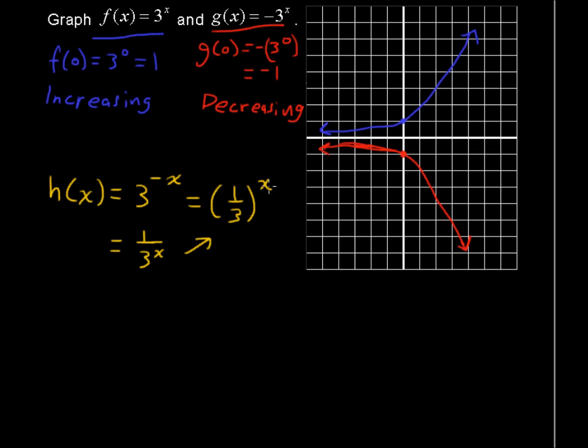So let's think about what happens there. If I have 1/3 to the 0 power, that's still going to cross the y-axis at 1. H of 0 equals 3 to the opposite of 0, which is just 0, which just equals 1. But what if I have h of negative 1? That's 3 to the opposite of negative 1. That equals 3 to the first. So when x is negative 1, y is positive 3.